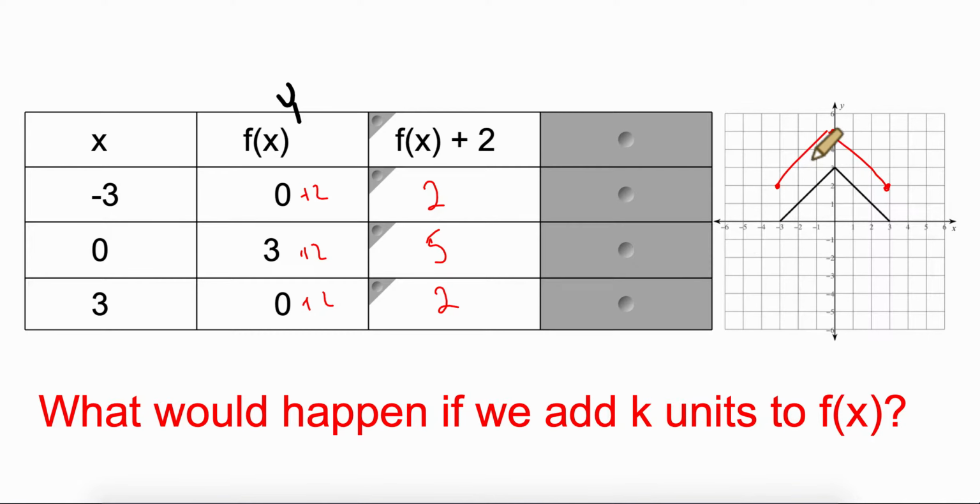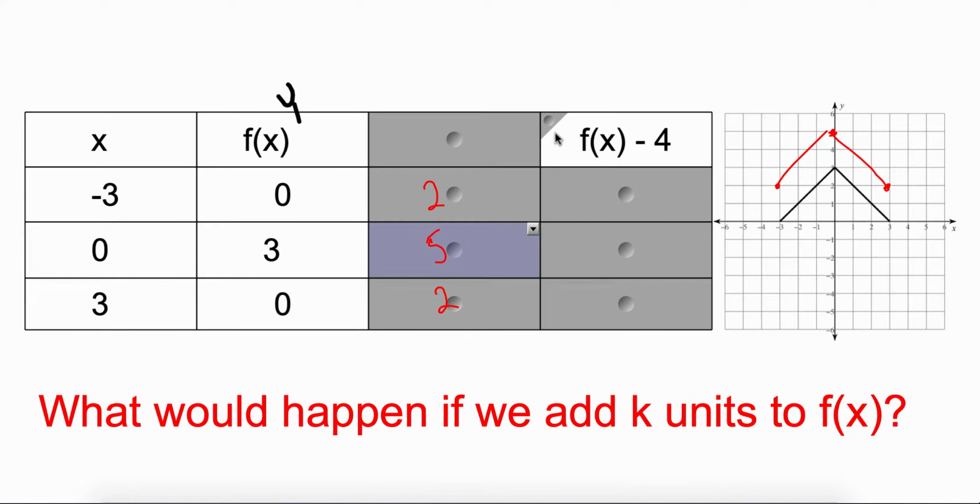So it looks like by adding 2 to the end of the function, when I added 2 here, what happened? It translated, it moved up 2 units on the graph. It corresponded exactly like we probably would have thought and moved up 2 units. Now let's take a look and see what's going to happen if we have another transformation.